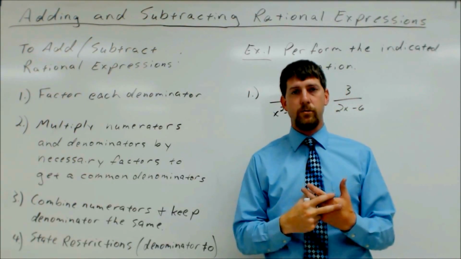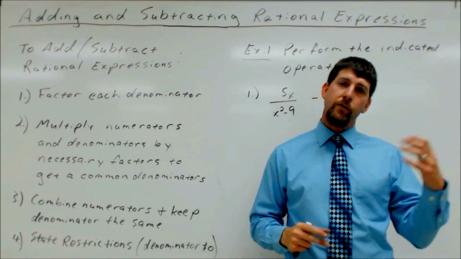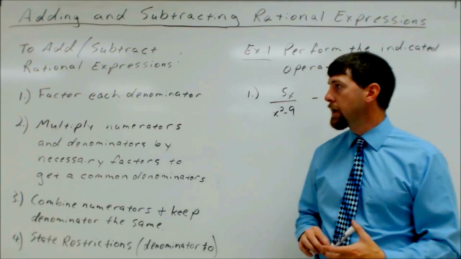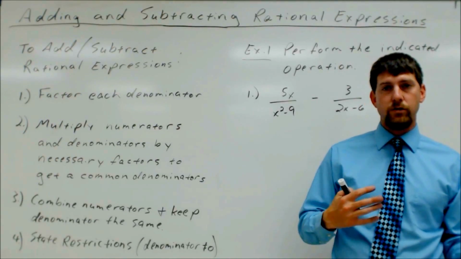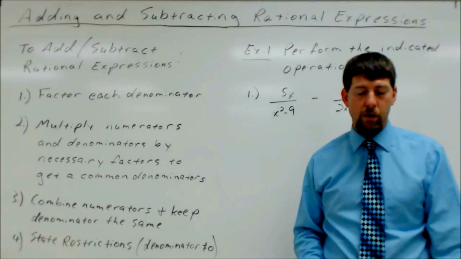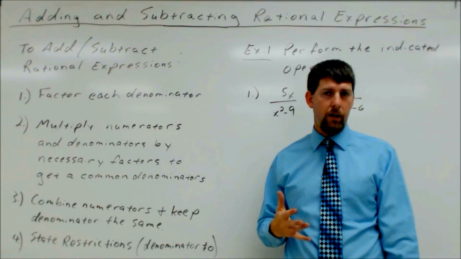We know that if we add or subtract something, we're just counting up how many of that something we have. So if it's fractions, we're counting up how many of that specific denominator that we have. So for us to be able to add or subtract fractions, we've got to get a common denominator. It's no different with rational expressions. For us to be able to add or subtract them, we've got to get a common denominator.